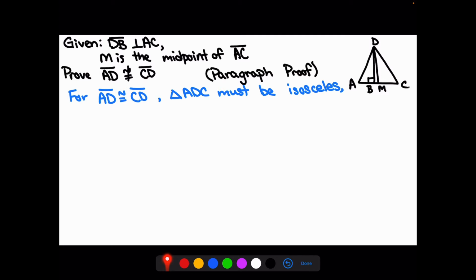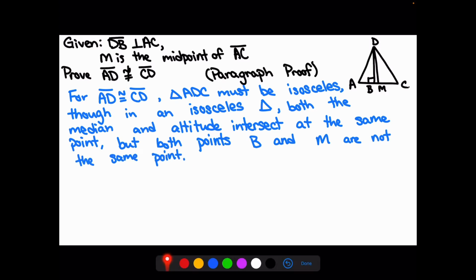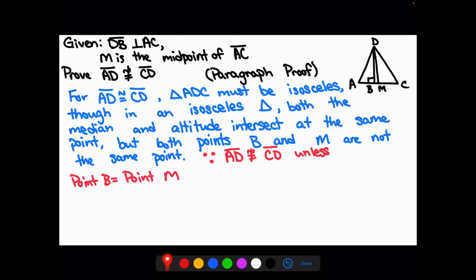Now, if this is an isosceles triangle, then segment DM would not only be the altitude, but it would also be the median. Because within an isosceles triangle, the altitude and the median are the same exact line. So both the median and altitude should intersect at the same point. But looking at this, we have point M for the median and point B for the altitude. So these are not intersecting at the same point. Therefore, AD cannot be congruent to CD unless point B and point M are the same exact point.